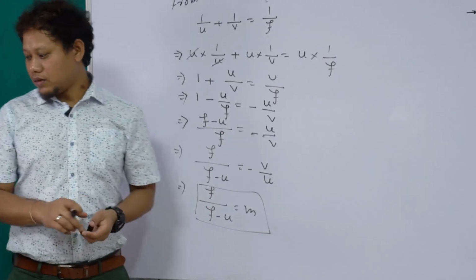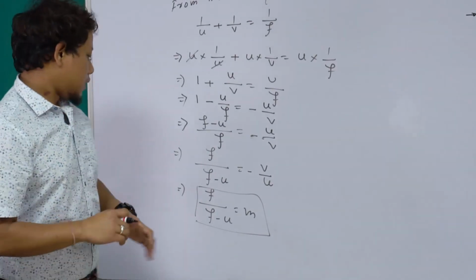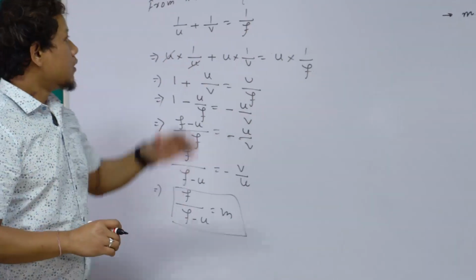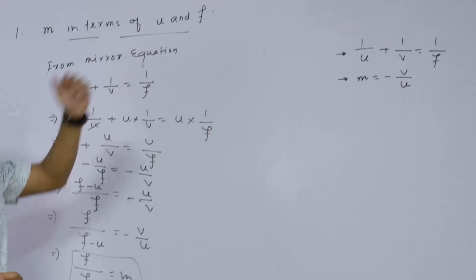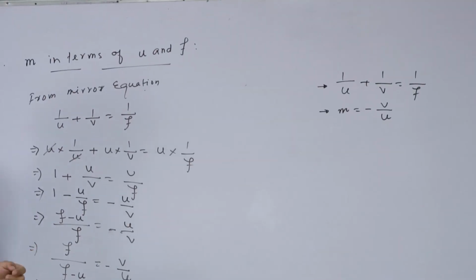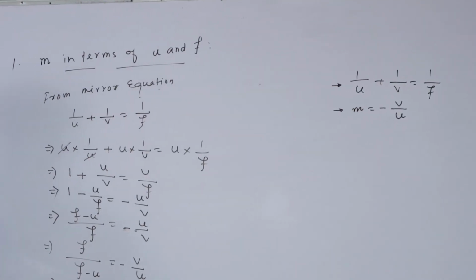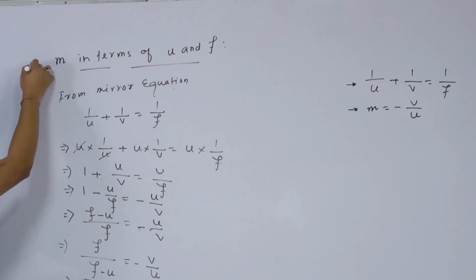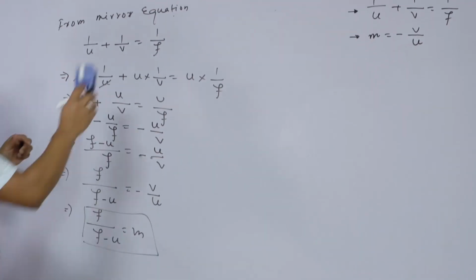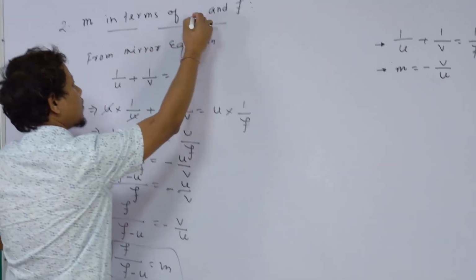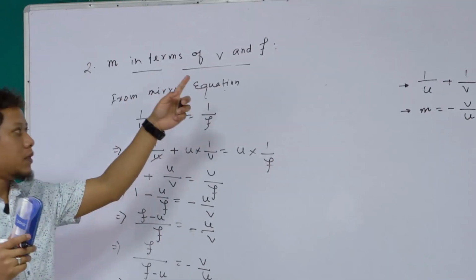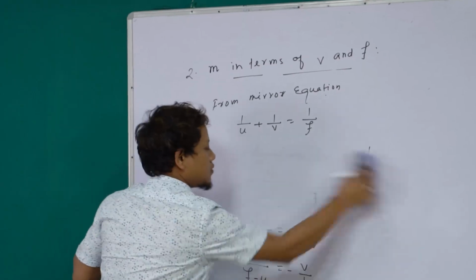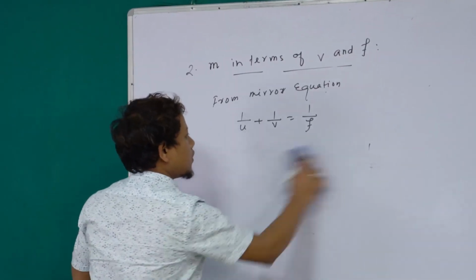I hope it's clear. Now we'll express the magnification in terms of image distance and focal length. You pause the video and note down. Next, come to the next topic: magnification in terms of v, the image distance, and focal length.